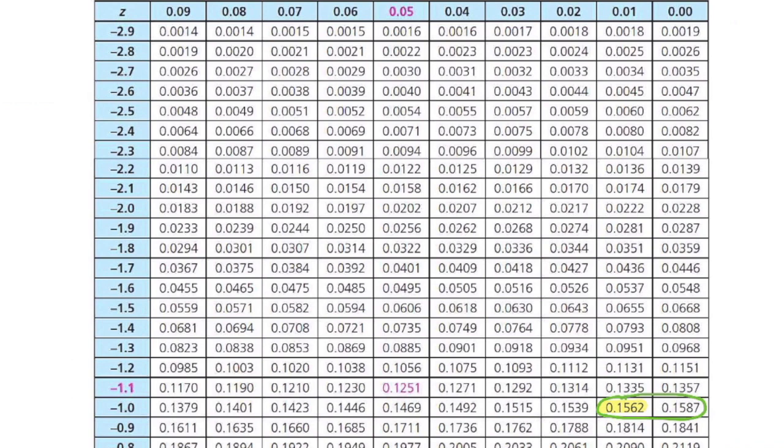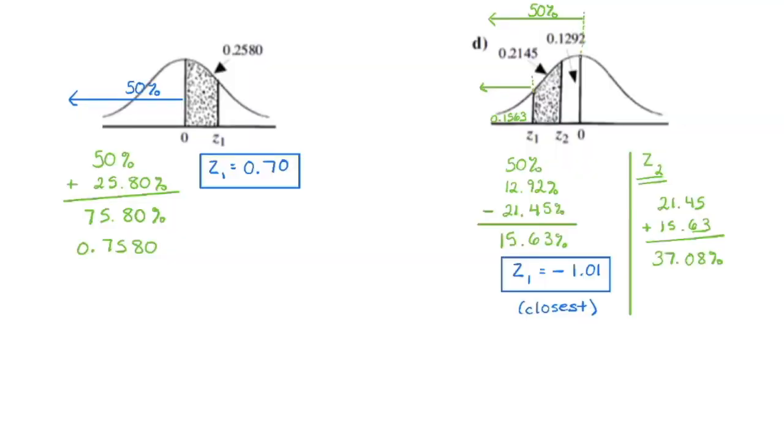15.63% is not exactly on here, but I know it's going to lie between those two values. I also know it's going to be on the negative side of the z-score table because I'm below the mean. The closest number is this one. We're only going to be 1/100th of a percent under versus this many hundredths of a percent over. So I'm going to use this. It's my closest value. So we're going to go over here, and the z-score that corresponds is -1.01.